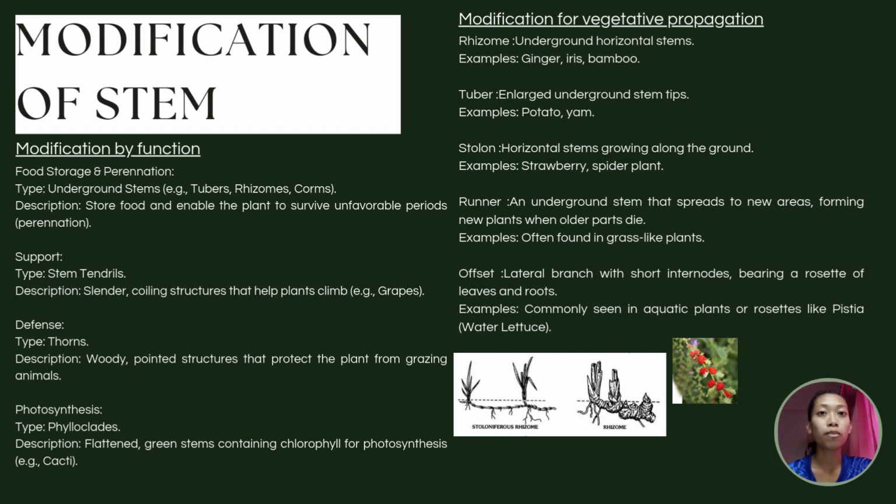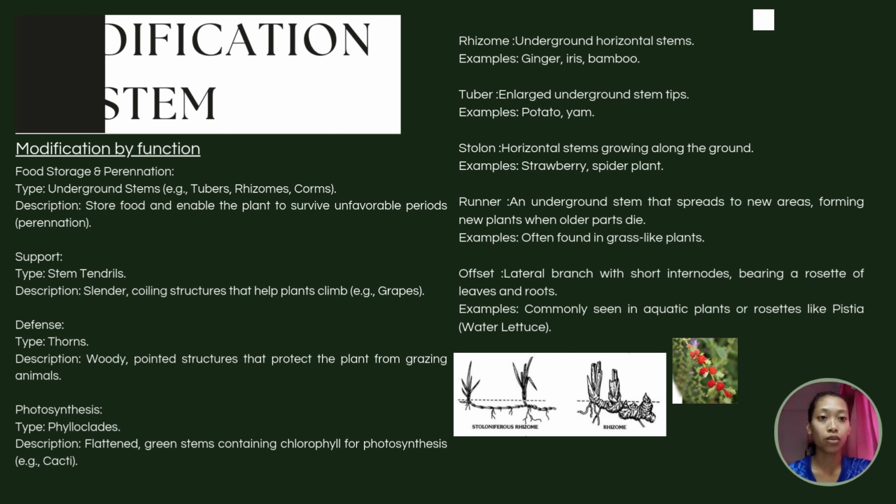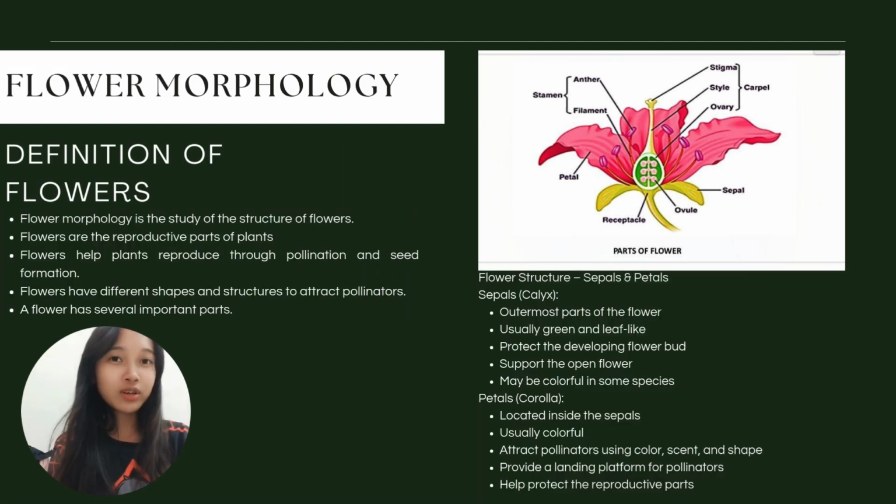And next is the offset, a lateral branch with short internodes bearing a rosette of leaves and roots. For example, commonly seen in aquatic plants or rhizomes like Pistia, or as we know, water lettuce. That's all from me. Today I will talk about flower morphology.